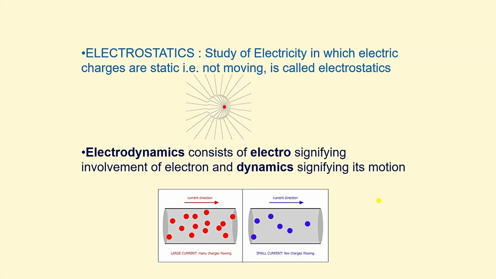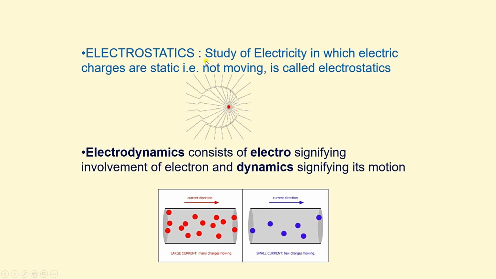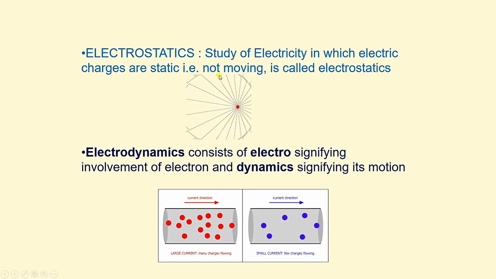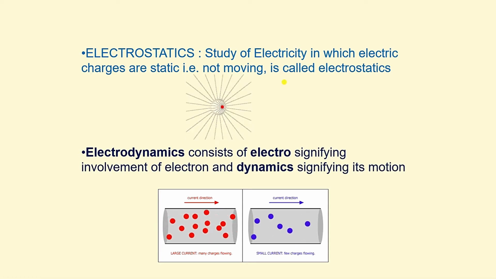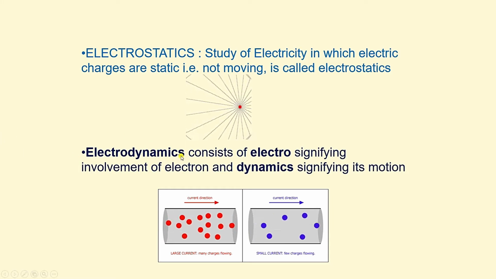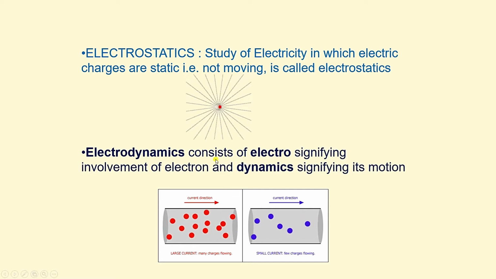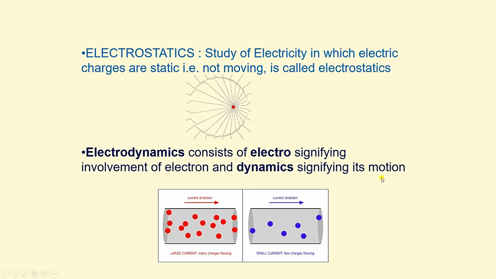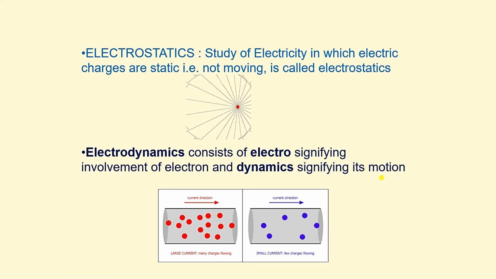In the previous unit, we studied electrostatics, the study of electricity in which electric charges are static, not moving. In electrostatics, we study the charge at rest. In this unit, we will study electrodynamics, where electro signifies the involvement of electrons and dynamics signifies motion. In electrodynamics, we will study the charge in motion.